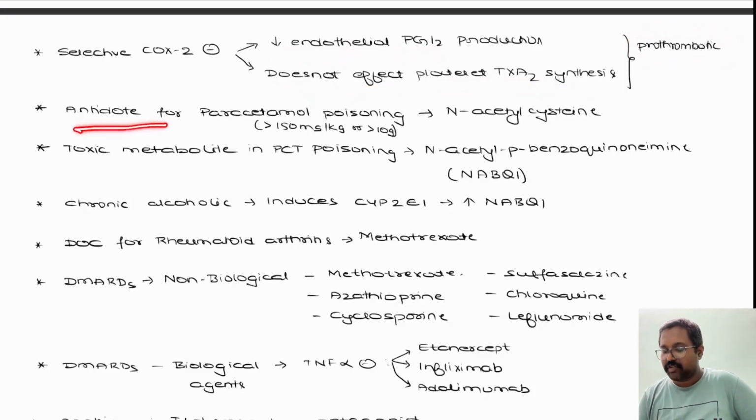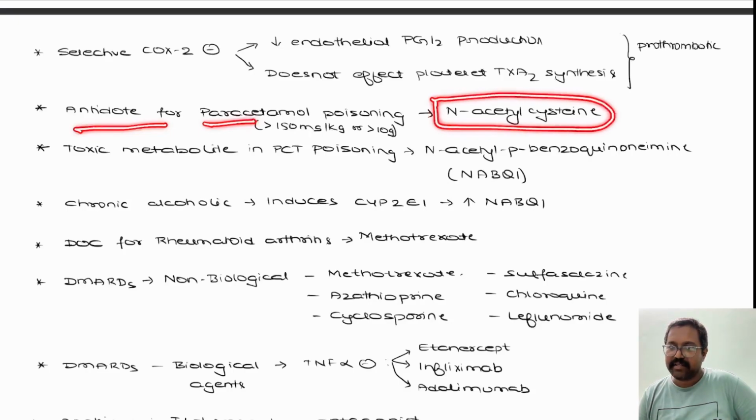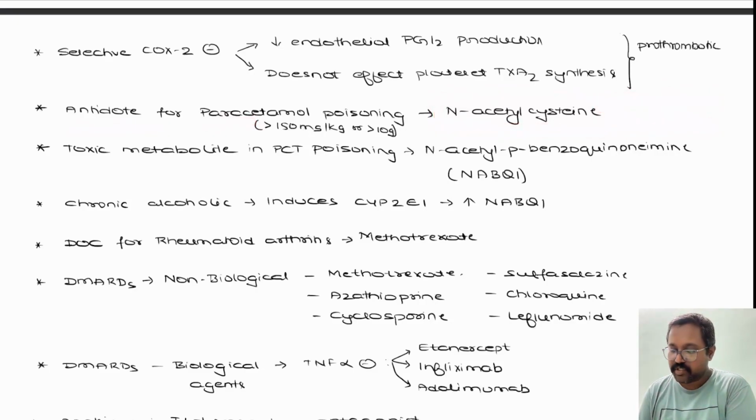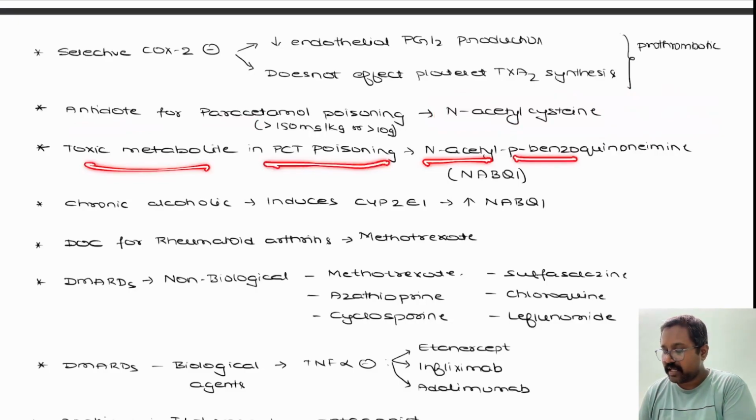Thereby, it behaves as a prothrombotic agent and increases the risk of cardiovascular conditions. So what is the antidote for paracetamol poisoning? The antidote is N-acetylcysteine, which will replenish the glutathione stores, as a toxic metabolite is responsible for paracetamol poisoning. So we have N-acetyl para benzoquinone imine, that is NAPQI.